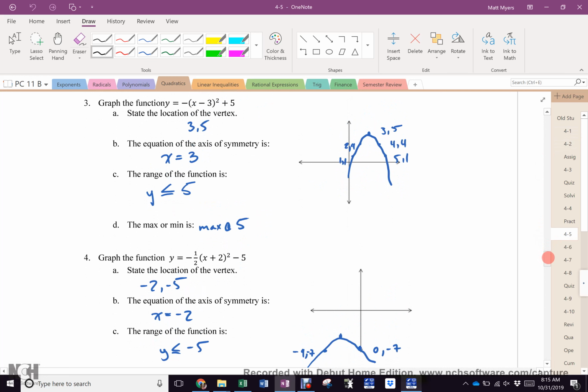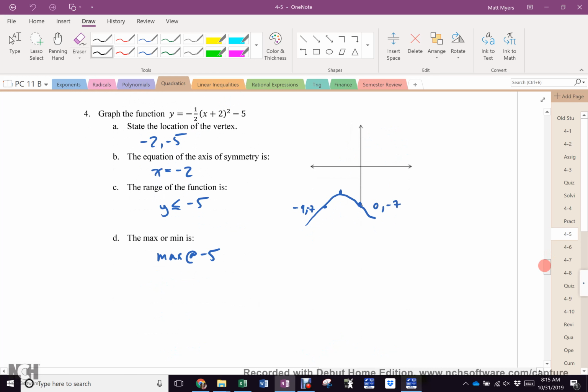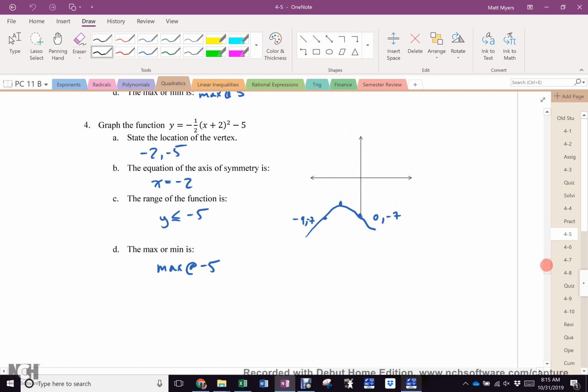I'm not doing a homework check because I'm tired of doing homework checks. I already know what the answer is going to be, so you can just check your work. There is 4.